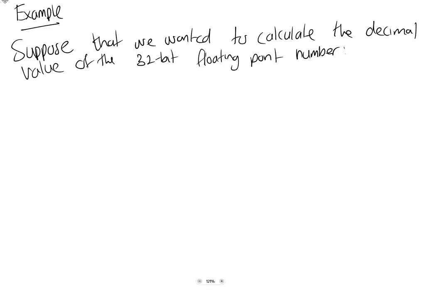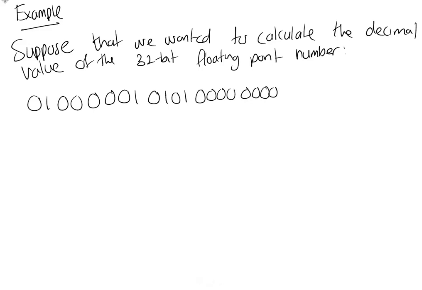Oh my goodness, we're going to have to write this down. So it's 0 1 0 0 0 0 0 1, 0 1 0 1, and then groups of four. This is 32 bits, I hope. I have to count them up.